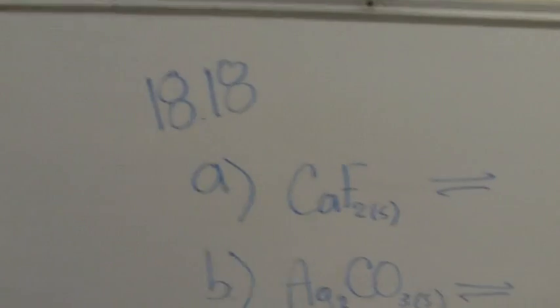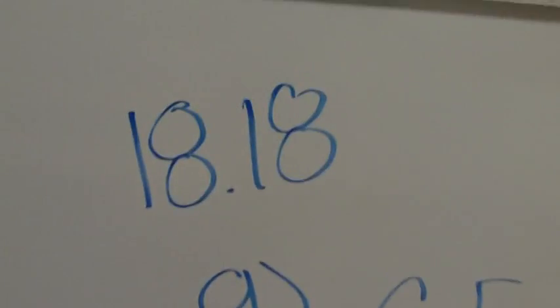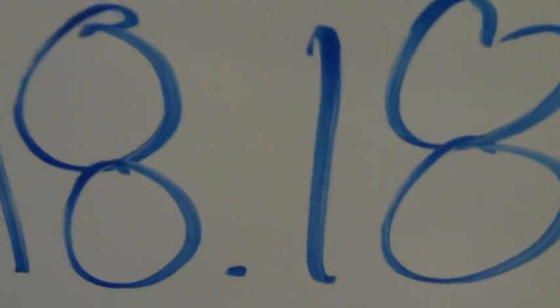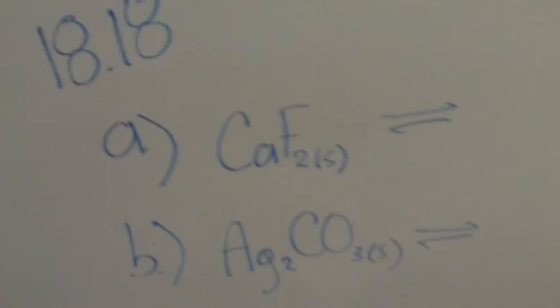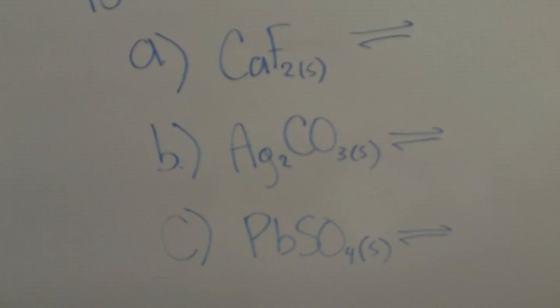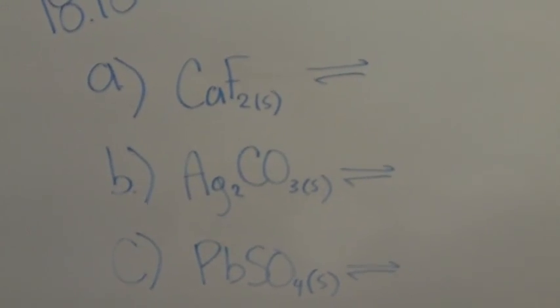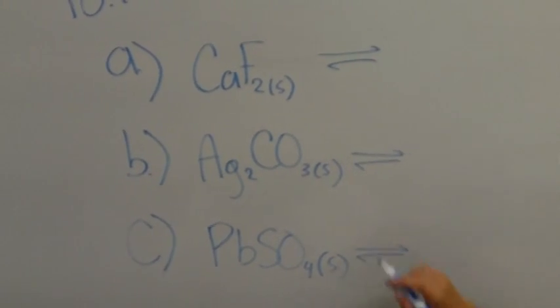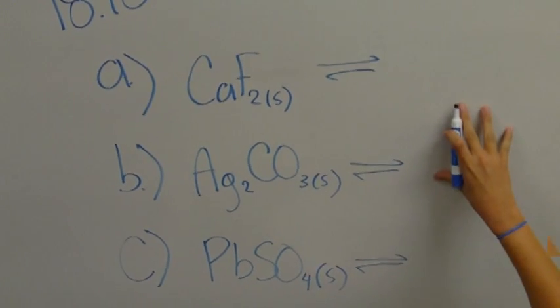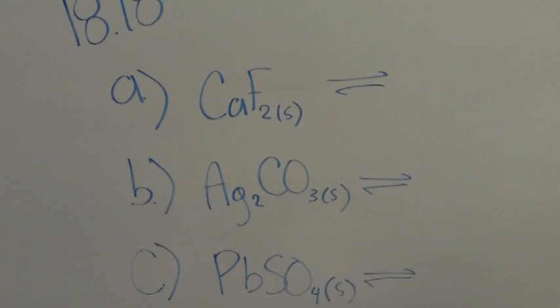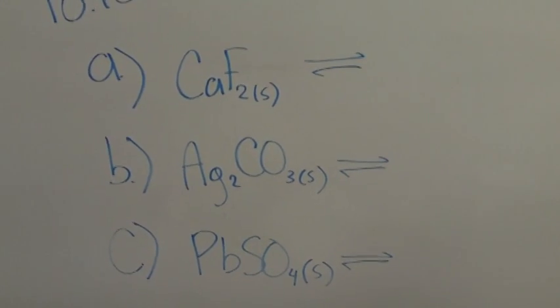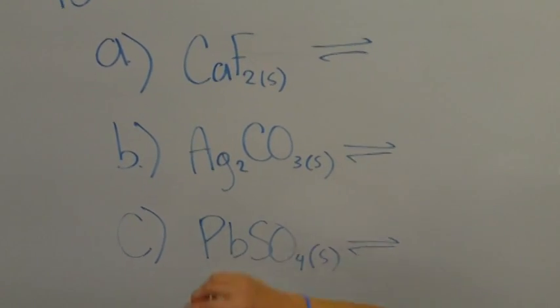Okay, we're working in chapter 18. This is number 18.18, and it says write the KSP, which is the solubility product constant, expressions for each of the following compounds. And I have them written out here. Our first step will be to write out the reaction that happens when these solid compounds break up into their ions when they become dissolved. So we're going to use the periodic table a lot.